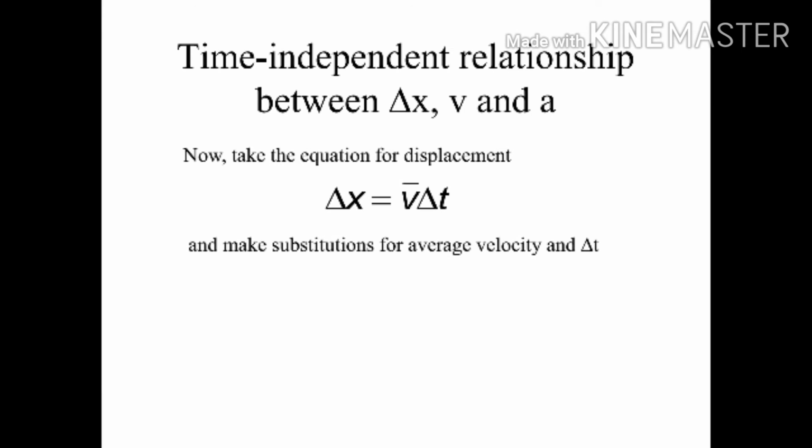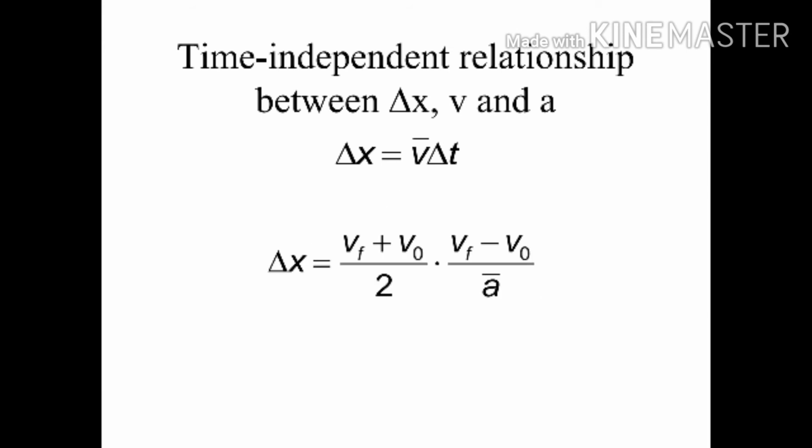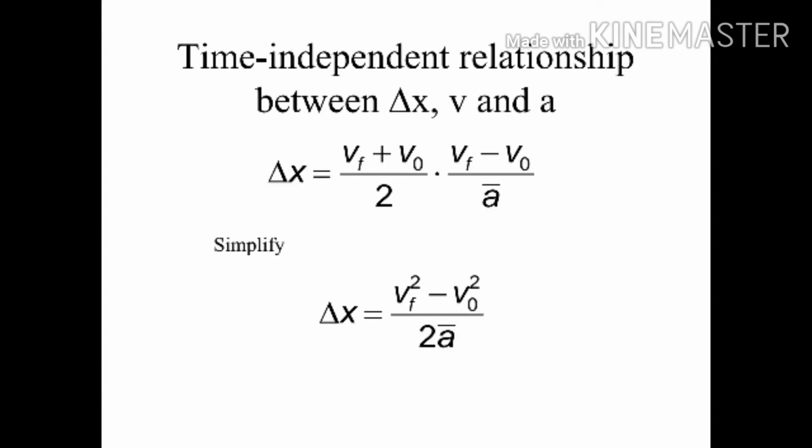Now take the equation for displacement, delta x equals v bar delta t, and make substitutions for average velocity and time. So we get vf plus v naught upon 2, and delta t is vf minus v naught upon a. Now substituting it into the formula, we get vf plus v naught upon 2 into vf minus v naught upon a. On simplifying, we get vf square minus v naught square upon 2a.